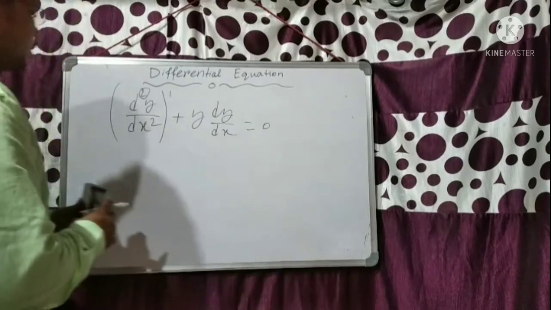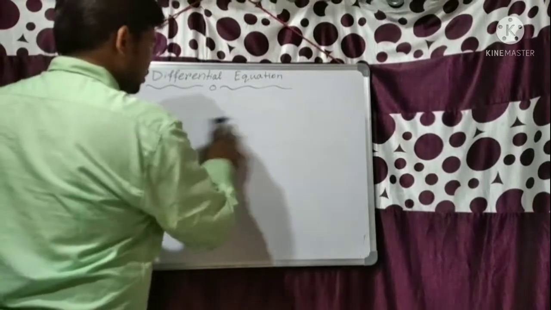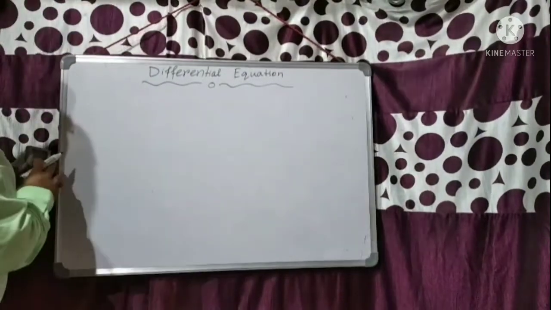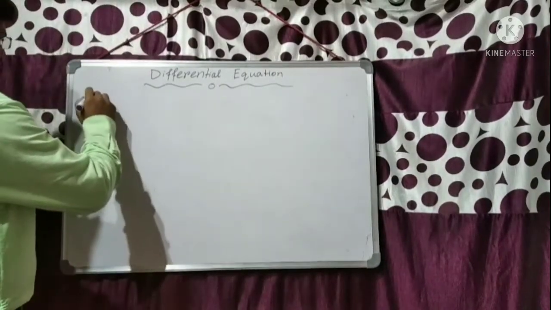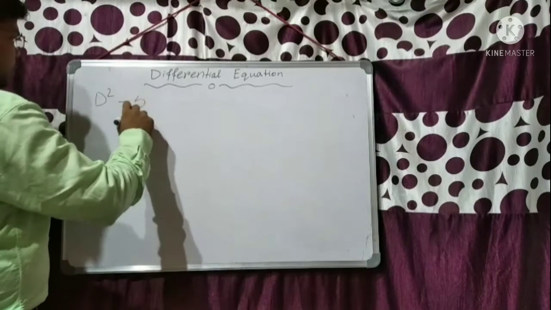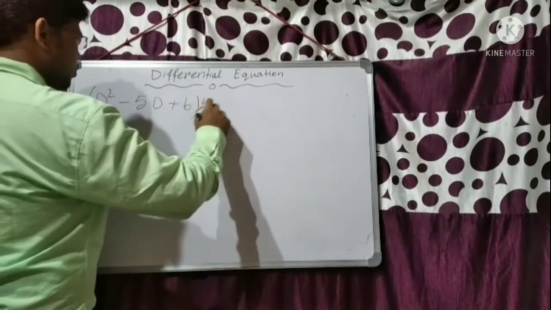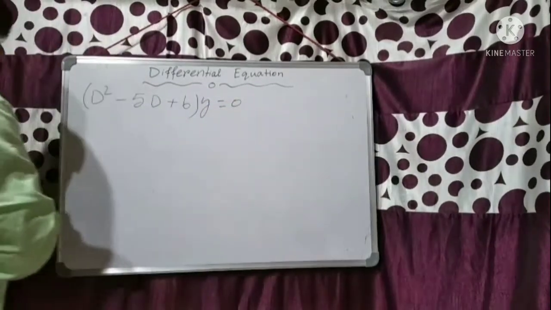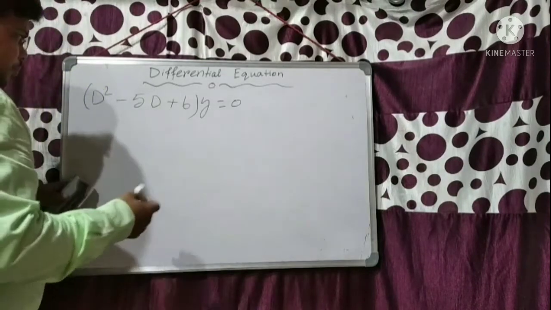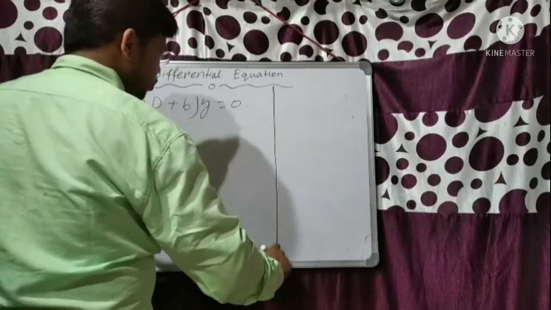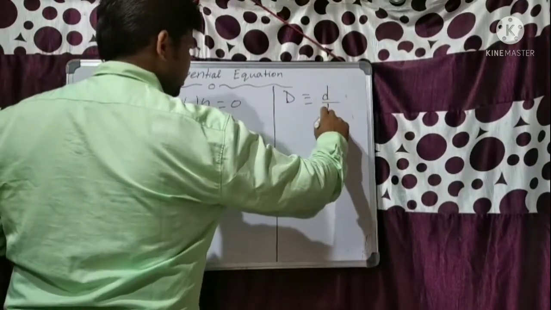Next we will discuss how to solve a differential equation. Suppose a differential equation is like this: capital D square minus 5D plus 6 into y equal to 0. How can we solve this type of differential equation? First of all, you have to know what capital D is. Here capital D means d by dx.